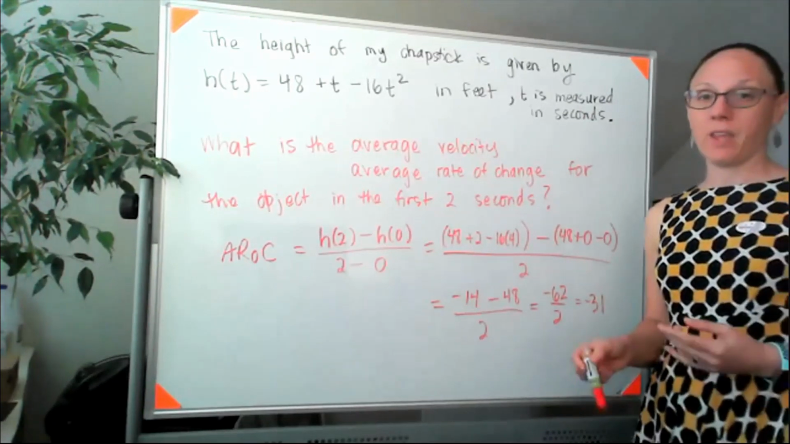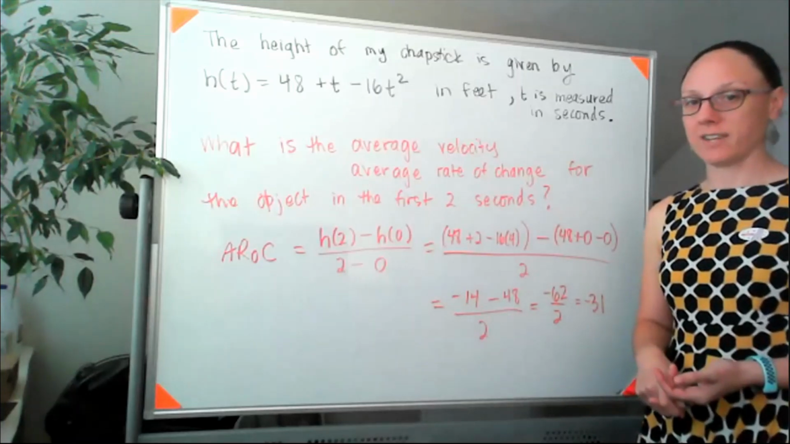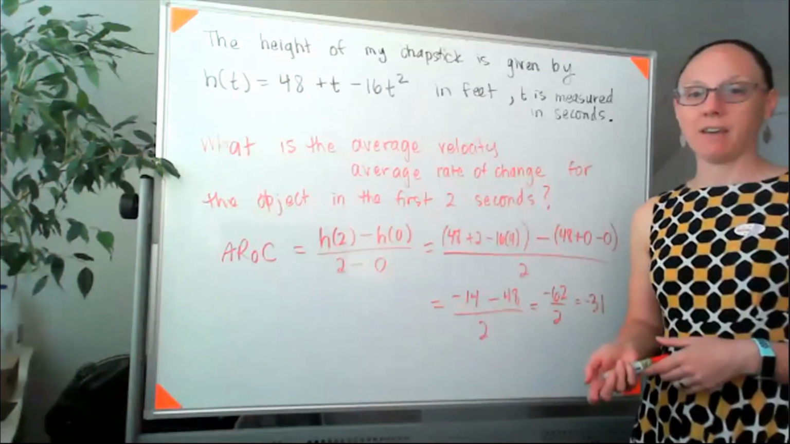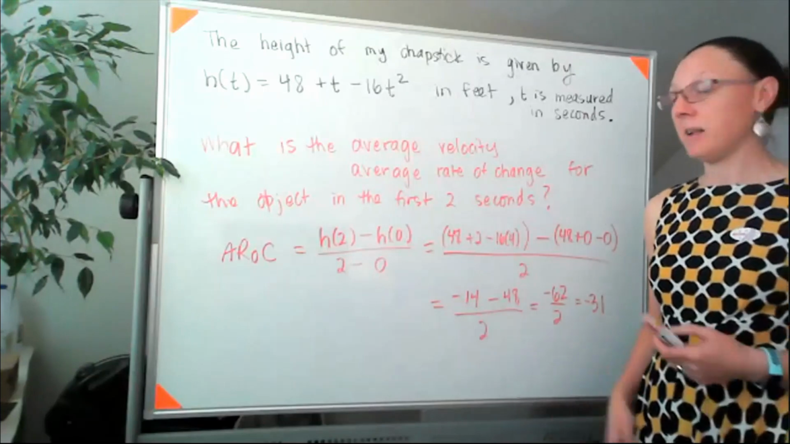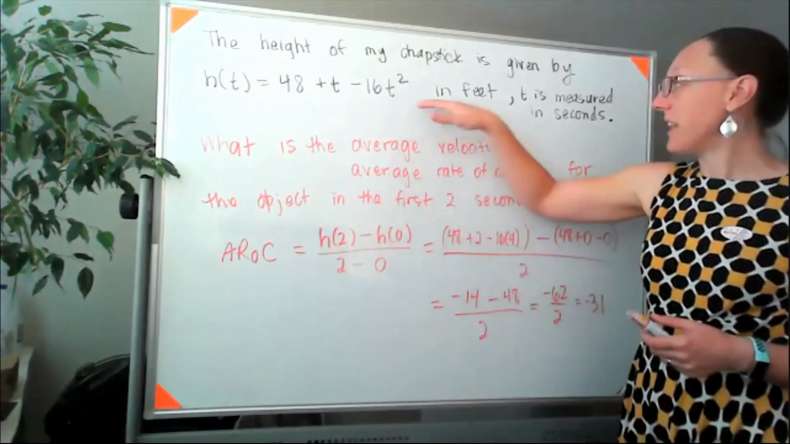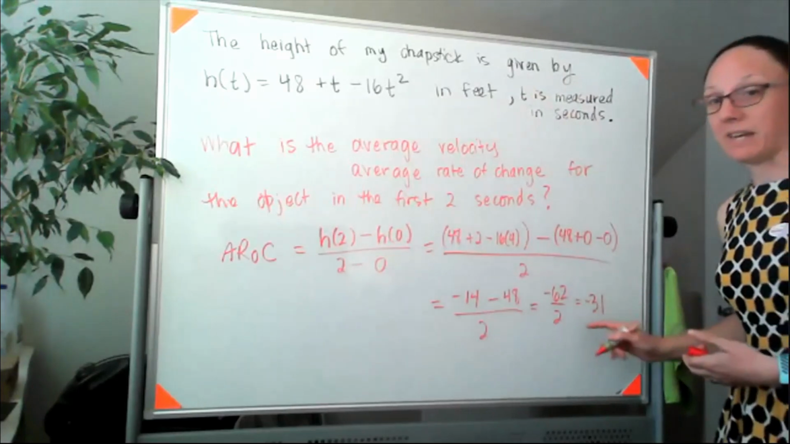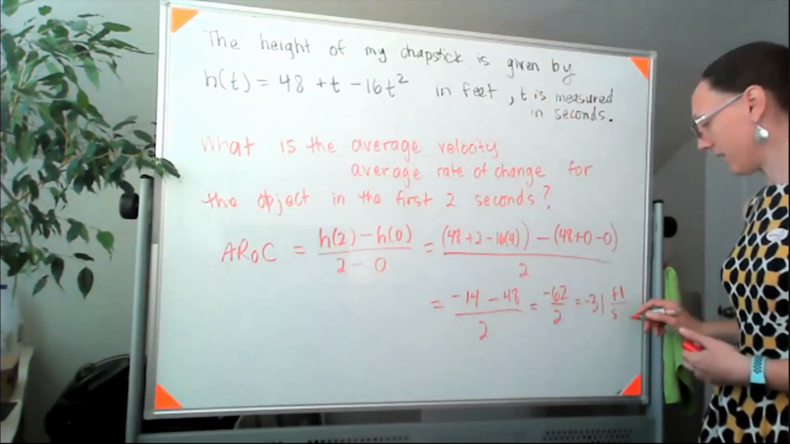In general, if you are asked for an average rate of change or an average velocity, you should give your answer in units if the question had units to begin with. And our question did, because our height was given in feet and t was given in seconds. So my answer would be negative 31 feet per second.